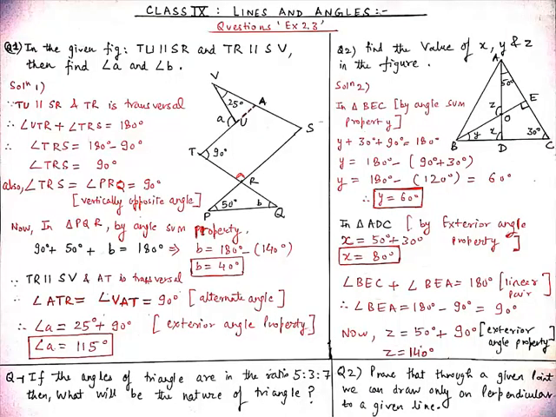Today in this video we'll do some more questions based on lines and angles. So our first question for today is, in the given figure, TU parallel to SR and TR parallel to SV, then find the value of angle A and angle B.